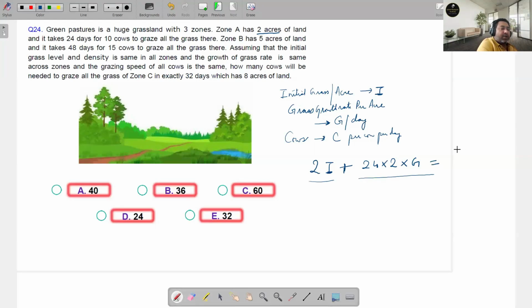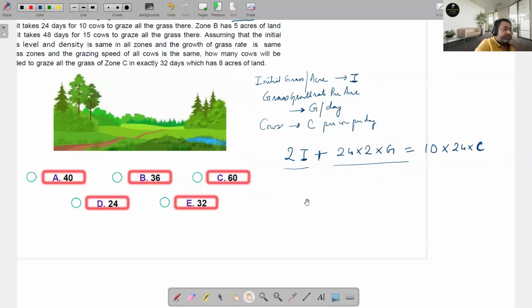And this total will be equal to the grass eaten by the cows. So how many cows are there? There are 10 cows. And they are eating for how many days? They are eating for 24 days. And each cow has got a speed of C grass per day.